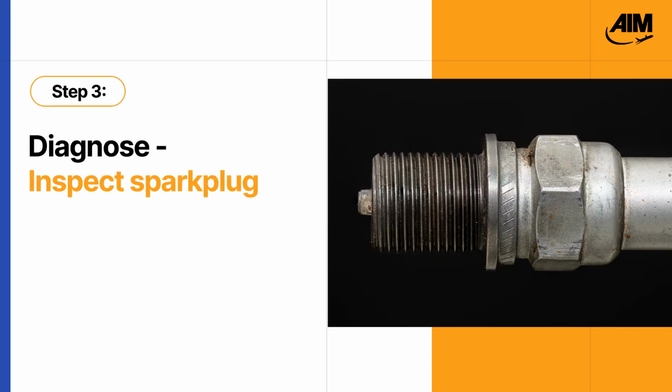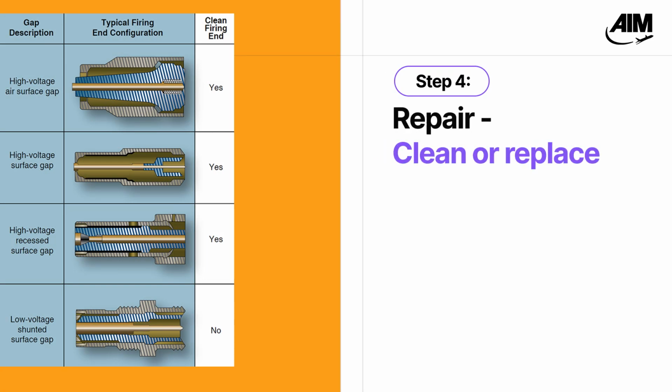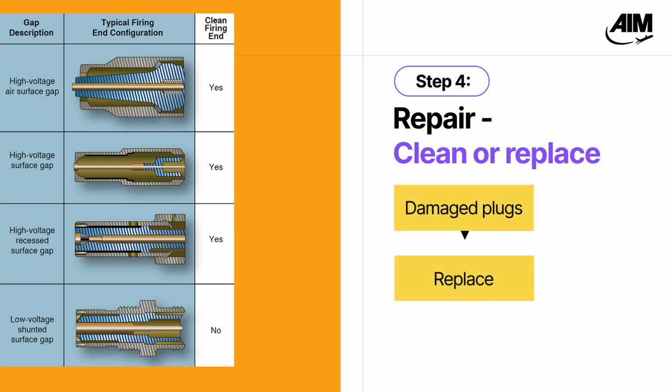Check the spark plug. Disconnect them safely, release any stored energy, and then inspect the surface. Look for cracks, carbon buildup, worn electrodes, or corrosion. Replace if damaged. If the firing end is dirty, clean it carefully. Only clean plugs are recommended by the manufacturer. For damaged plugs, replacement is the safest option for consistent ignition.